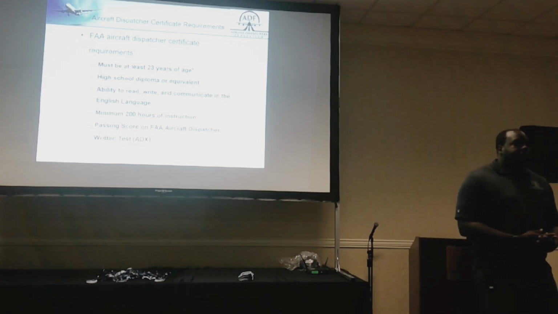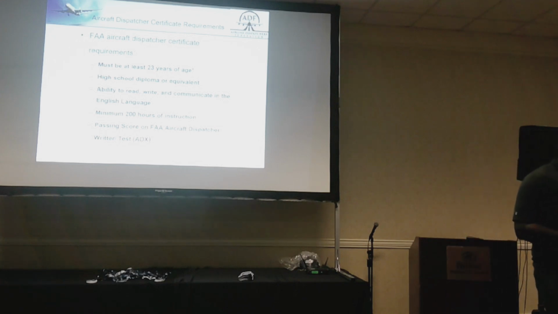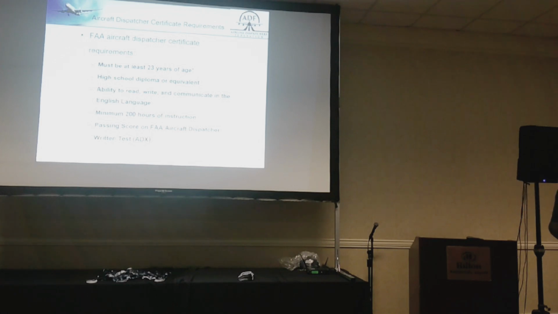The reason there's an asterisk is because after you turn 21, you can go through everything we're about to outline here. If you go through everything, take your practical test, and pass it, your examiner then hands you a letter saying, congratulations, you've completed everything to operate as an aircraft dispatcher. When you turn 23, you go to your local FSDO office, and then you can get your certificate and start using it.